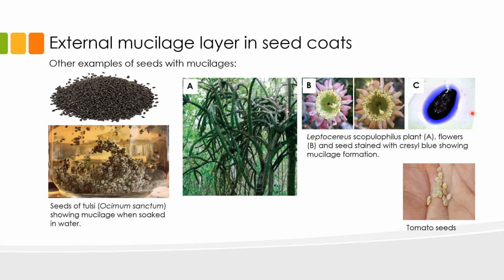Tomato seeds are also an example of seeds having mucilage. So what we have here is a picture of dry tomato seeds. You can hold a single tomato seed using your two fingers when they are dry, but when they are fresh, tomato seeds are very difficult to hold because of the gel-like slippery structure that surrounds each seed, and that is actually the mucilage.